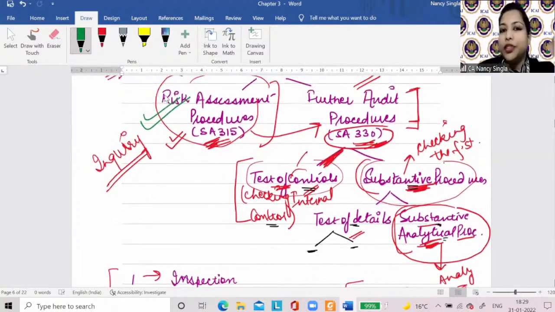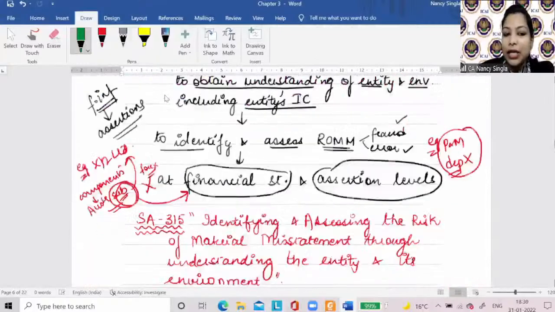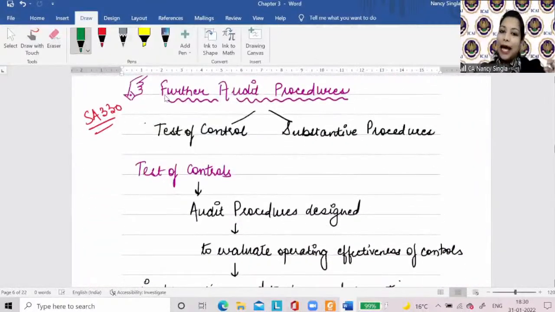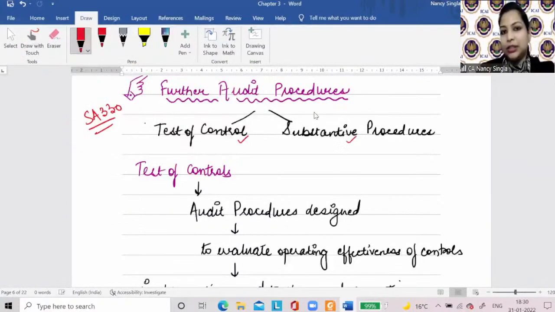Now, in order to respond to such a risk assessment, auditor will perform further audit procedures. ठीक है? Under SA 330. And further audit procedures consist of two things. First is what? Test of controls. And second is what? Substantive procedures. Okay. So first we'll be discussing what?